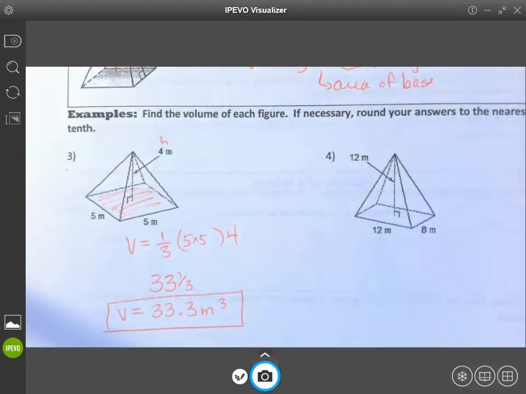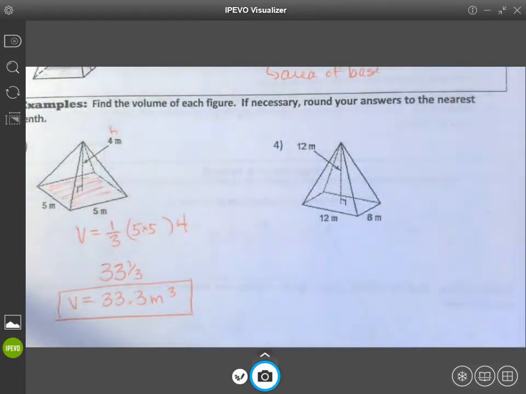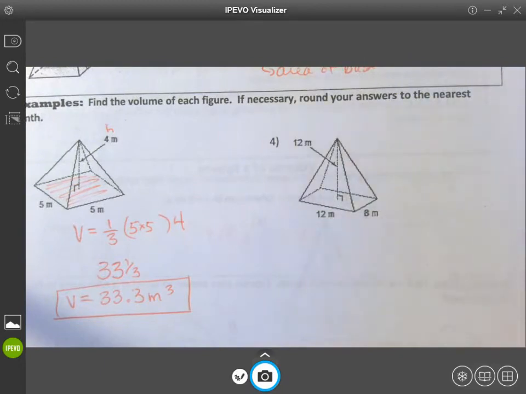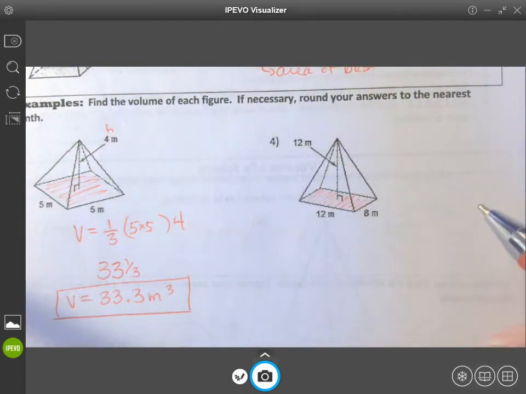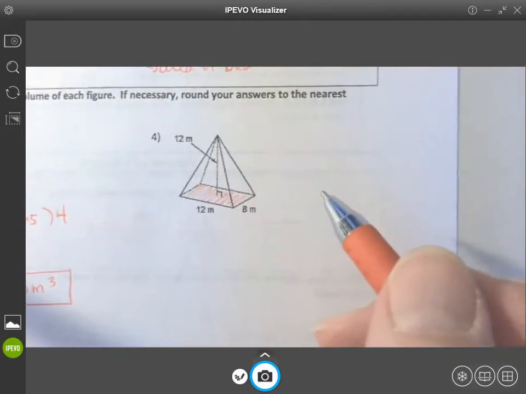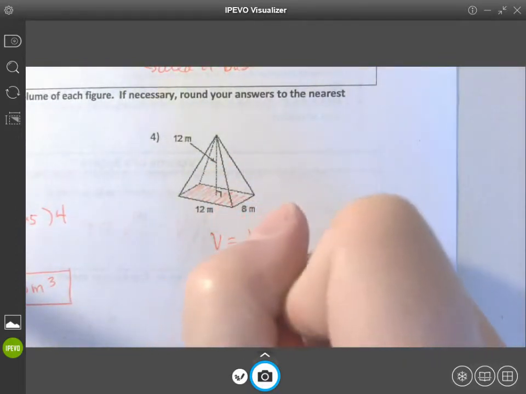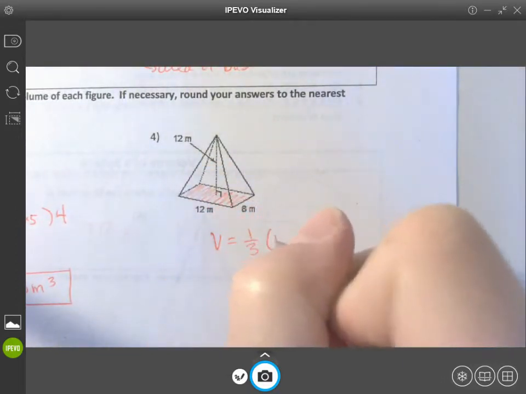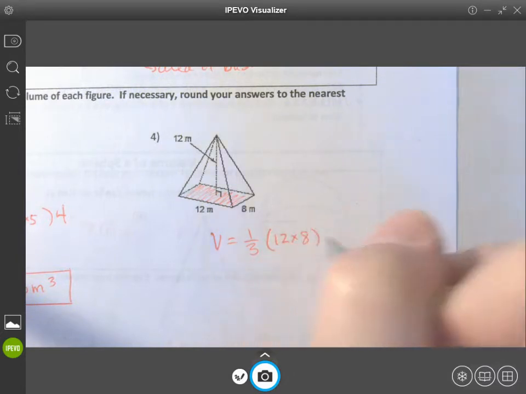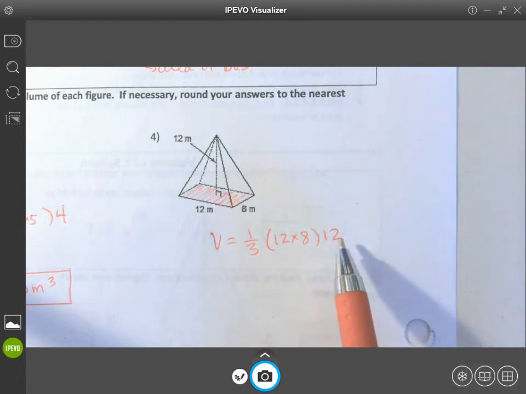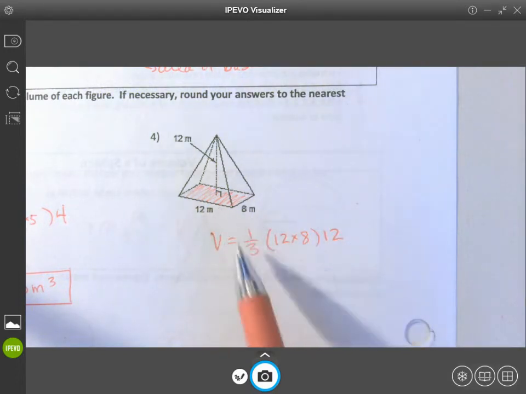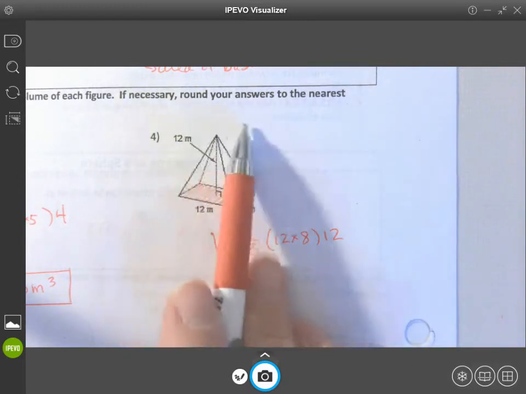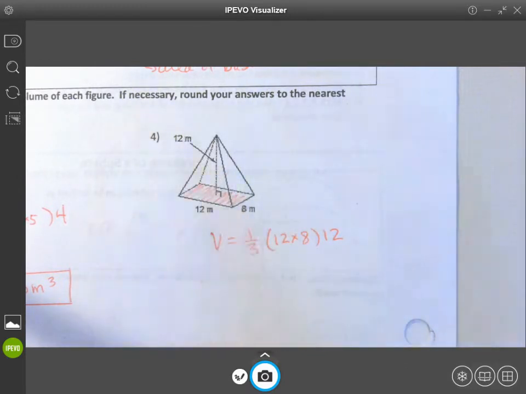Okay. Look at the next one. What kind of figure do I have here? Anybody? Rectangular pyramid? Yeah, it's a rectangular pyramid. So volume equals 1/3. Area of the base is 12 by 8 times the height, which is 12. Guys, we're doing the same thing we did with rectangular prisms, but we're taking 1/3 of it. If I would box this in, this would only fill up 1/3 of the box.